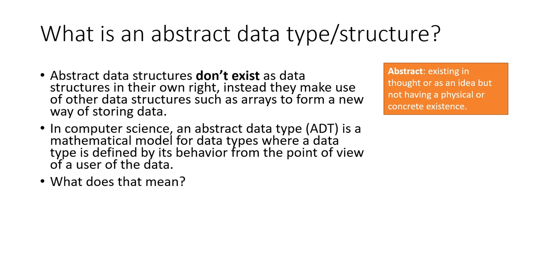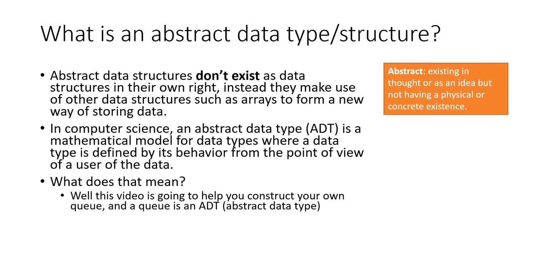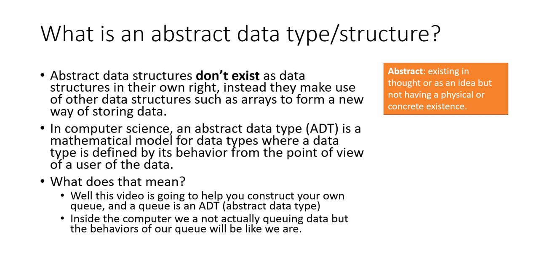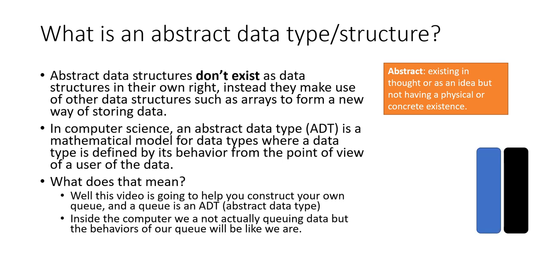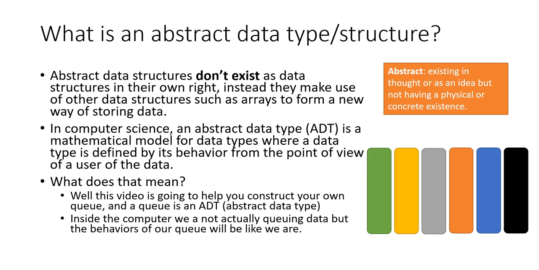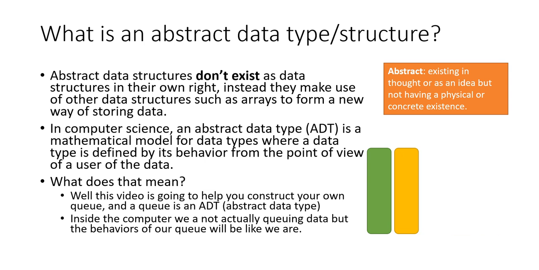What the heck does that mean? Well, this video is going to help you construct your own queue. A queue is an abstract data type. Inside the computer, we don't actually have any data queuing, but we have the data behave like it's queuing. So we have something come into our storage area, have some more things come in, and because it's a queue, the first thing that came into it would be the first thing out of it.